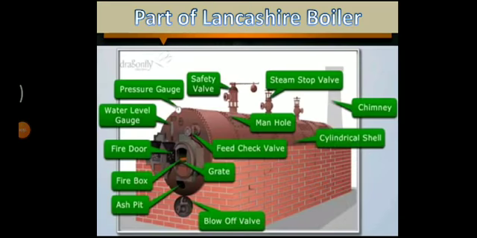Next are the parts of the Lancashire boiler. Starting from the left hand side: chimney, cylindrical shell, manhole, feed check valve, gate valve, blow off valve, firebox, ash pit, fire door, water level gauge, pressure gauge, safety valve, and steam stop valve, which are the main parts of the Lancashire boiler.